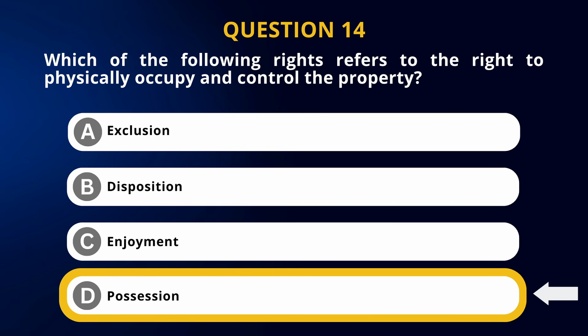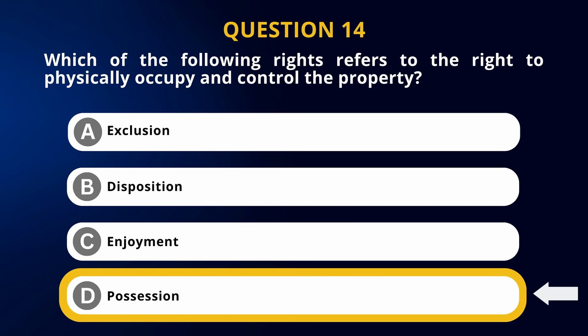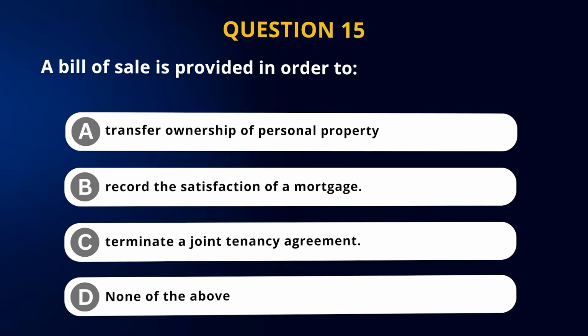So the bundle of legal rights are simple, but you want to know these for exams: the right of possession, the right of control, the right of enjoyment, the right of disposition, the right of exclusion. And the right of possession is the answer to this question: which of the following rights, the bundle of rights, or equitable title, refer to the rights to physically occupy and control the property? And that is the right of possession.